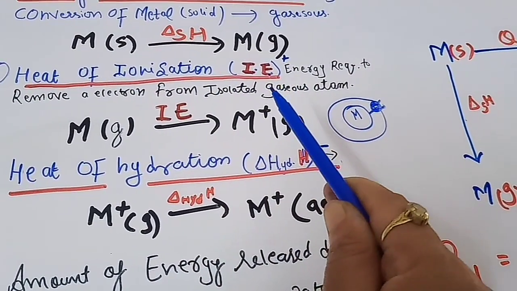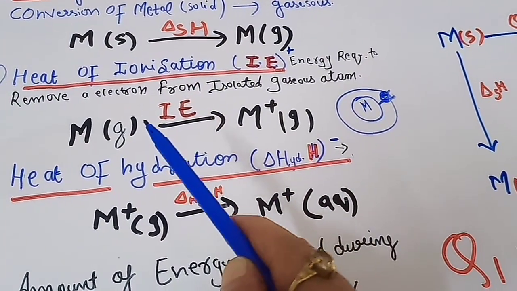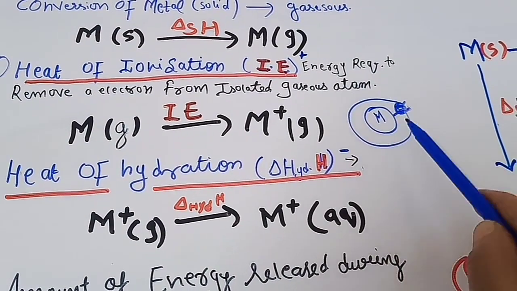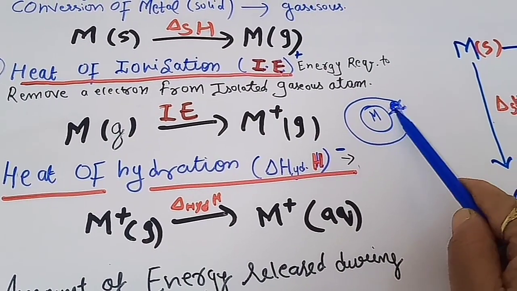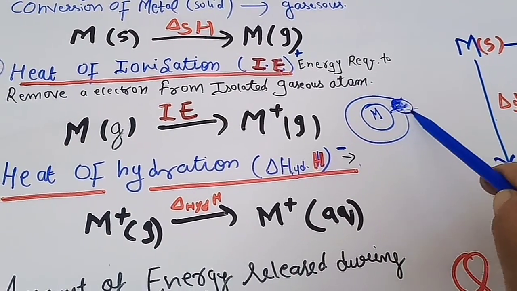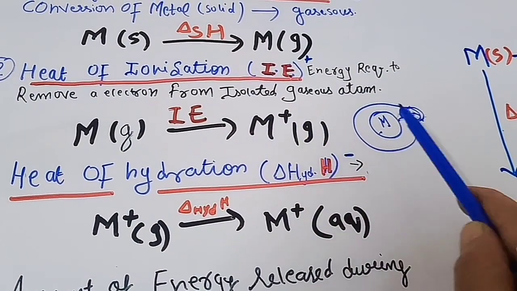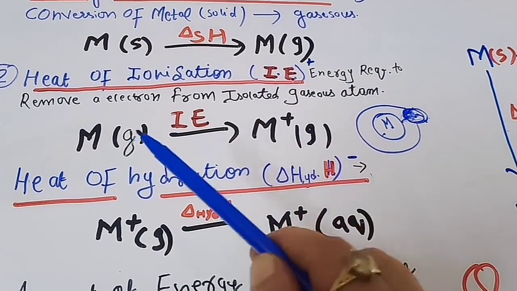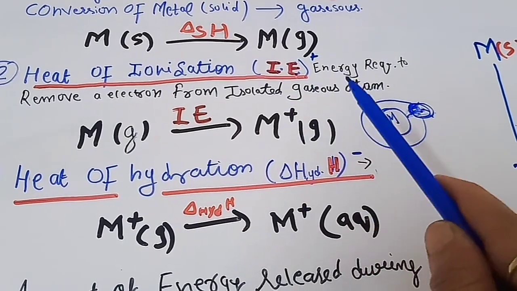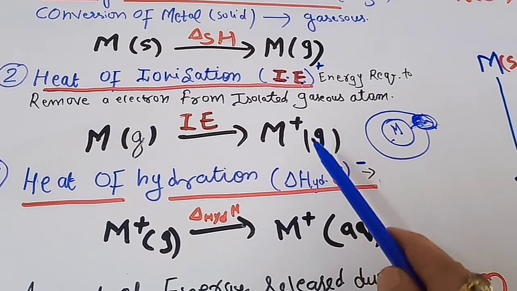What is ionization energy? Ionization energy is the amount of heat energy required to remove one electron from the outermost shell of an isolated gaseous atom. When we are removing one electron from any metal, we have to give the energy because the electron is attracted by the nucleus. So to remove one electron and to convert this metal to the cationic state, means by removing one electron we will have the +1 charge. So the amount of energy required to remove one electron from the isolated gaseous atom is known as the ionization energy, and we will get our metal cation in the gaseous state.